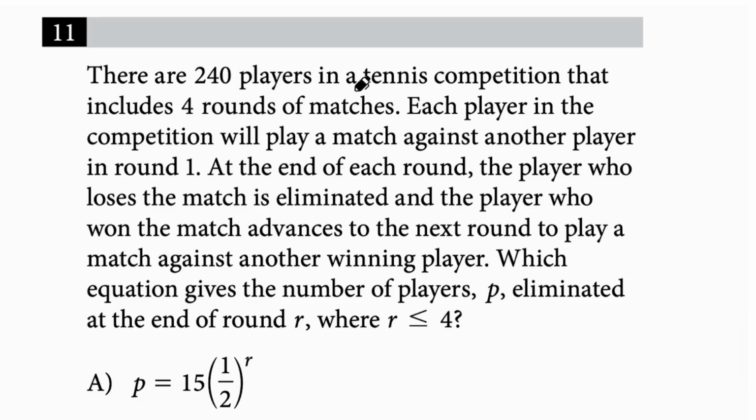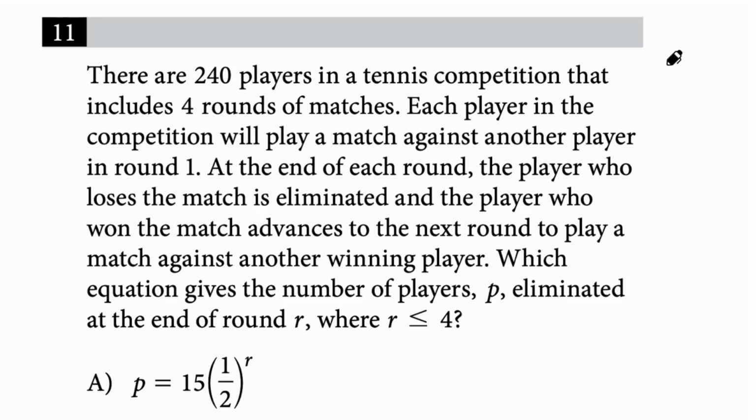There are 240 players in a tennis competition. Okay, so there are 240 players that include 4 rounds of matches. Information taken: 240 players, 4 rounds of matches. Each player in the competition will play a match against another player in round 1. At the end of each round, the player who loses the match is eliminated and the player who won the match advances to the next round to play a match against another winning player.